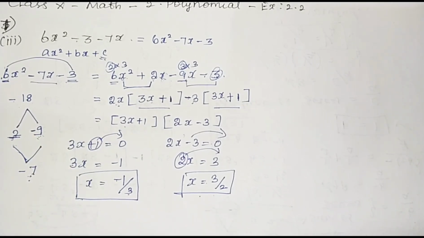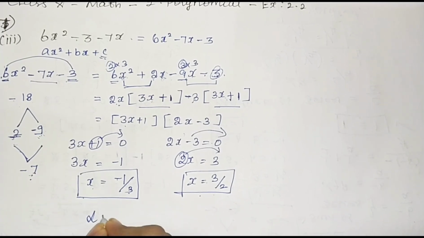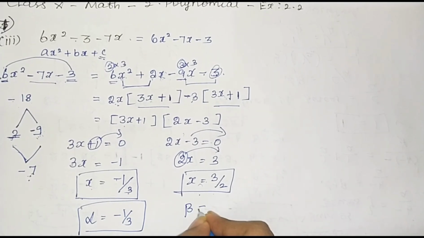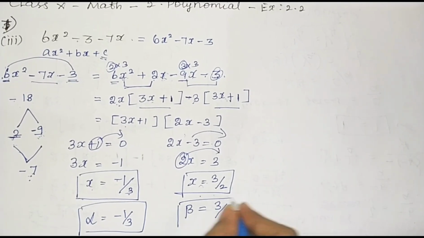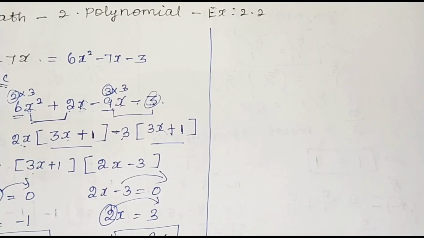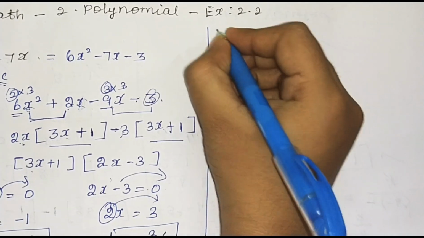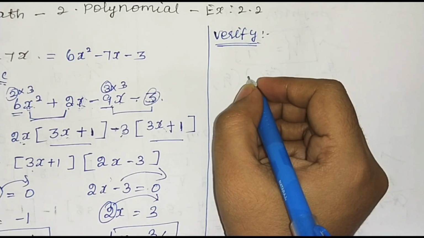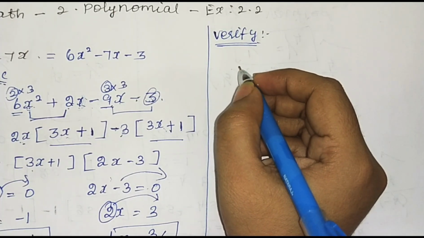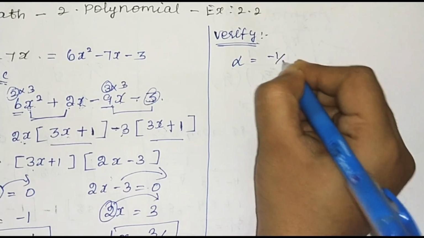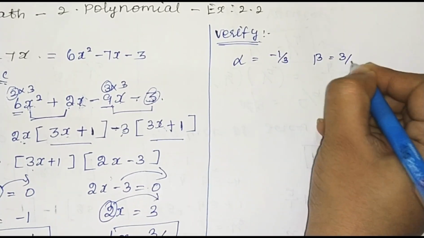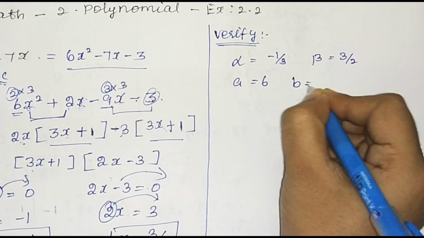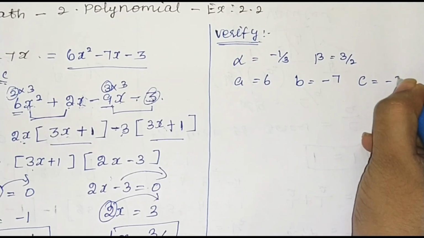The second step is verification. Before that, one x value we consider as alpha, minus 1 by 3. Another x value we consider as beta, 3 divided by 2. So the next step, we are going to verify. Before verification, first we write the alpha, beta values and a, b, c values. Here alpha is minus 1 by 3 and beta equals 3 divided by 2. In your equation, a equals 6, b equals minus 7 and c equals minus 3.